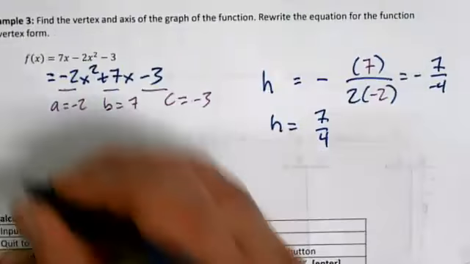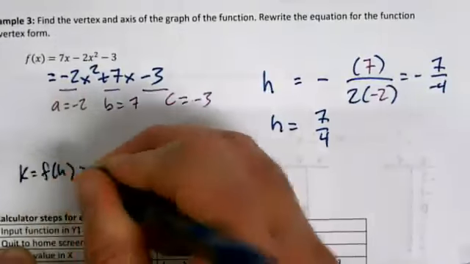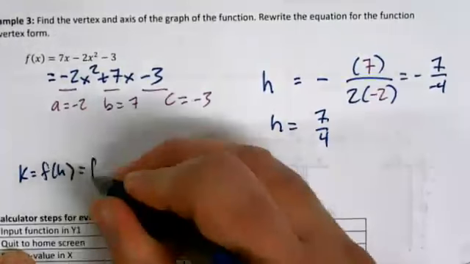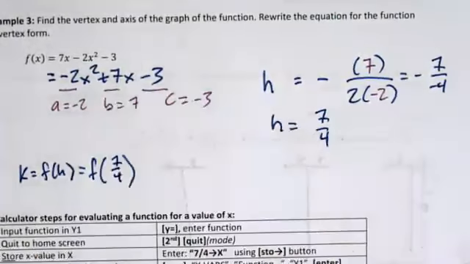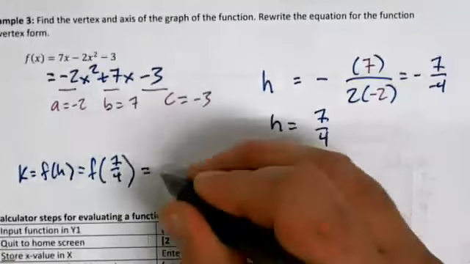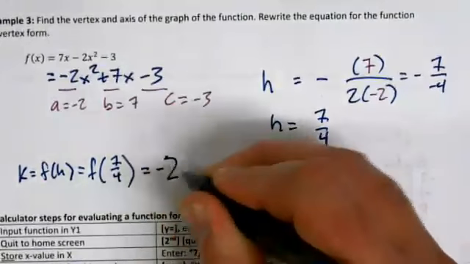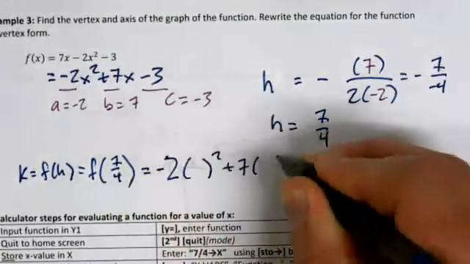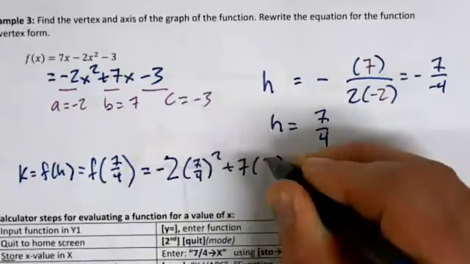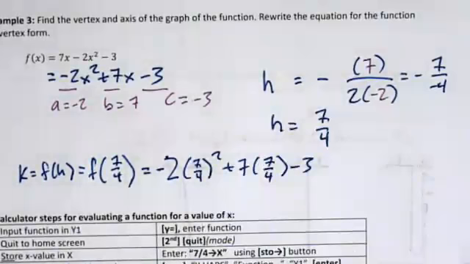So now we got to find K, and K is F of H, or F of 7/4. So that's what H is, right? So that literally means take 7/4 and pop it into your equation. I'm going to let the calculator do the work for us on this. Yeah, I mean, we can do it. It's just, we'll let the calculator do the hard work.